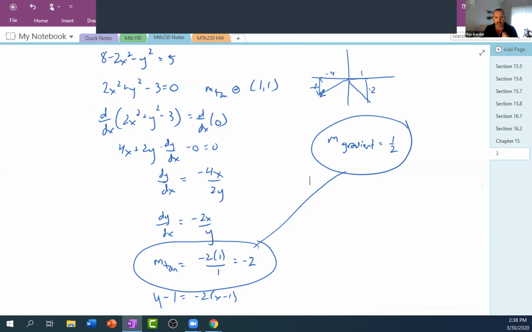All right, that's a good one. 38 is the same idea, right? Just a different level curve. So should be good there.